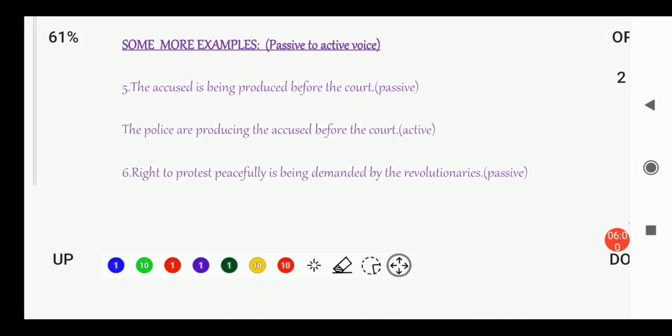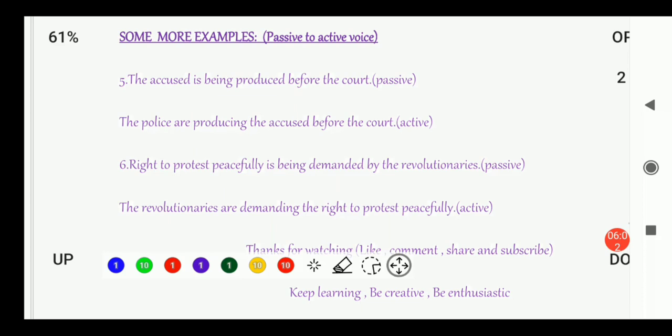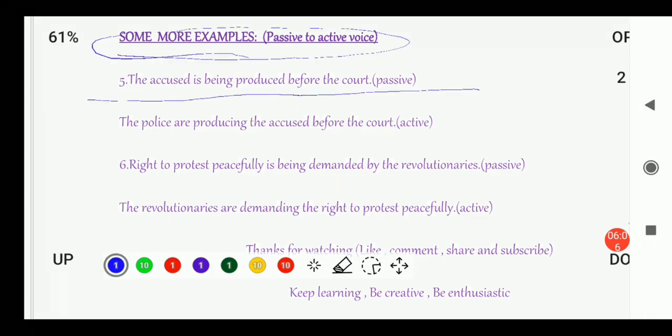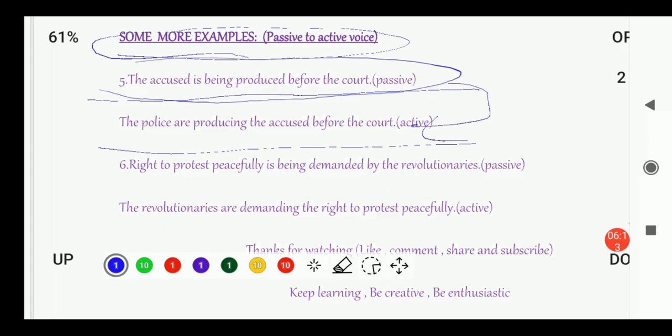Now let's move on to some of the basic rules for the conversion from the passive to active voice. We will make you understand them through the examples only, because the examples will make them more clarified. Suppose the sentence given here is, the accused is being produced before the court. This is the passive form of the verb.